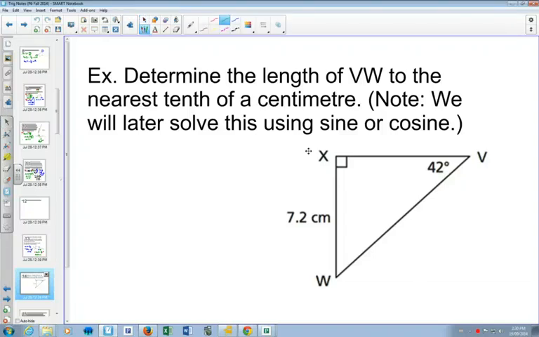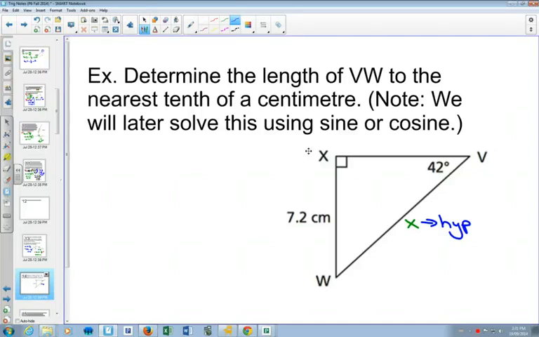So the length of VW is this length right here. We would label it with a little x because it's opposite the corner that's labeled x. This side is the hypotenuse.